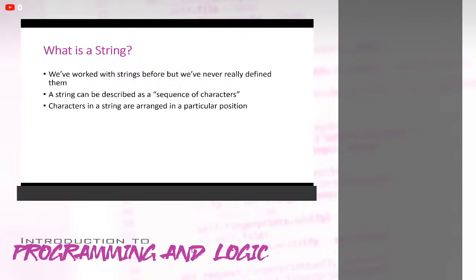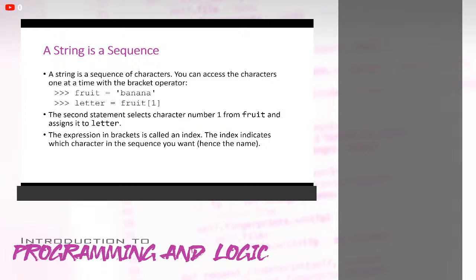And this is a position. So when we say a string is a sequence of characters, we can actually access each character within the sequence one at a time using our bracket operator, our square brackets. And so we have an example here. We have a variable that we're creating. We're giving it the name of fruit.